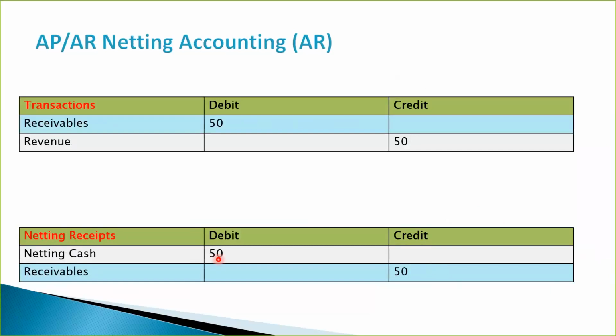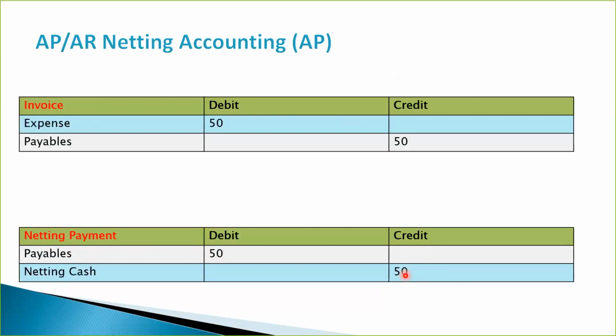In the normal case, we would be receiving cash from the customer, right? And we will be reducing the receivables that we expect from the customer. In the same way for netting, I will be debiting this netting cash, which is a dummy cash account created for the purposes of netting and crediting our receivables.